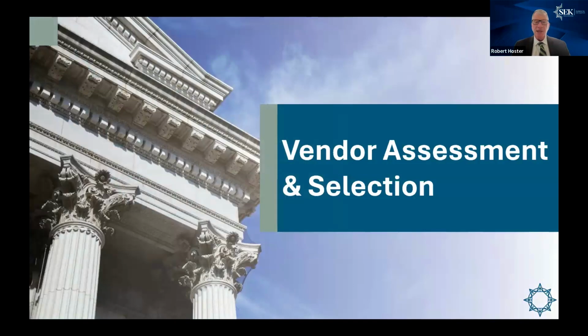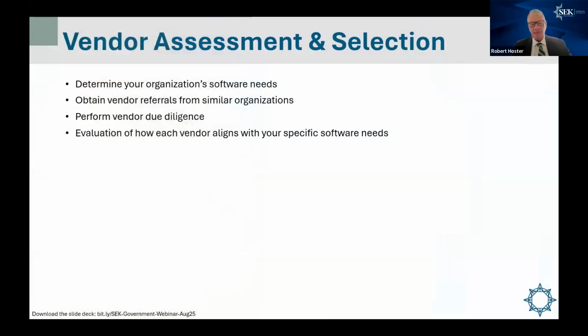So the first section we want to talk about is vendor assessment and selection. The first step you want to do is obviously determine your organization's software needs. And primarily, your software needs are going to be either transaction processing, accounting, and financial reporting related for the most part. The first thing you probably would want to do is obtain some software vendor referrals from organizations who have similar business operations to your organization. This would give you an initial guide to possible vendors that other organizations are using and have some experience with.